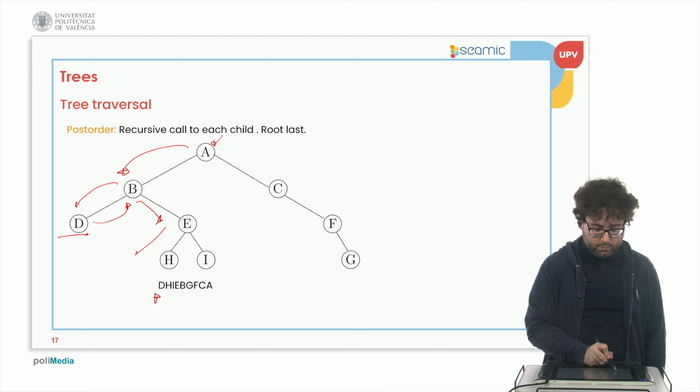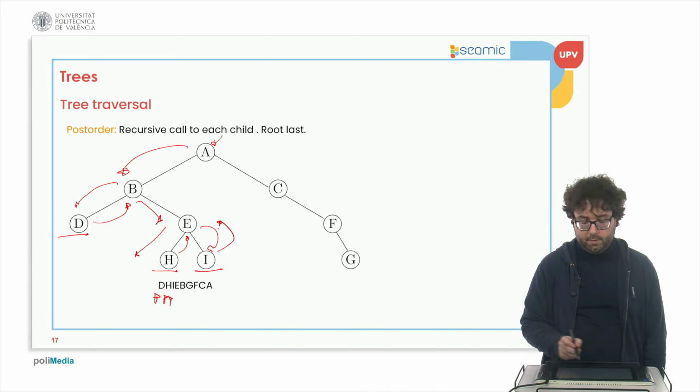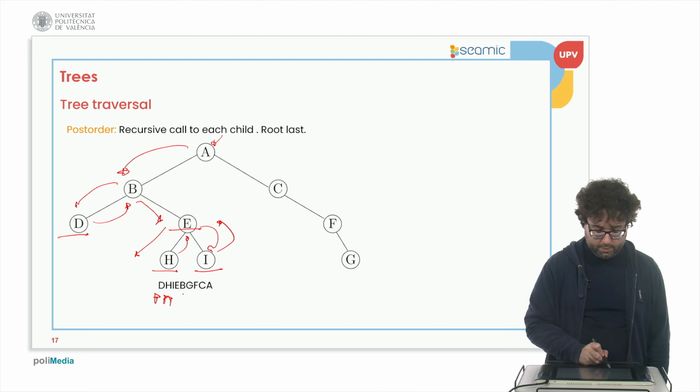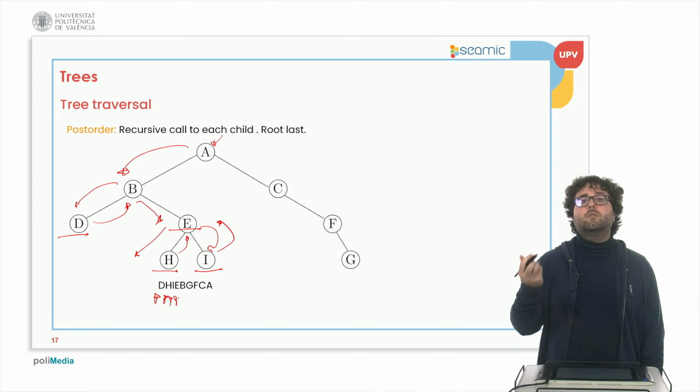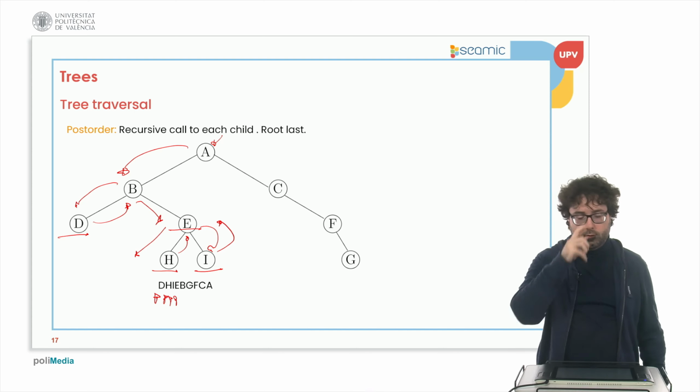Down, left, leaf. Up, down, leaf. Up, since there are no more children, we visit A and go back up, and so on and so forth until all nodes have been visited.